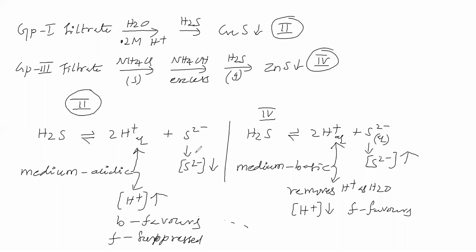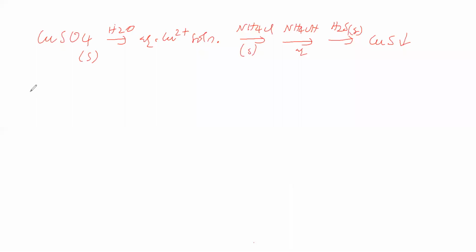Lower compared to normal? That we'll see. Now we will take H2S gas and pass it into water. We will get aqueous H2S. It undergoes dissociation to give H+ ions and sulfide ions. It goes to equilibrium.